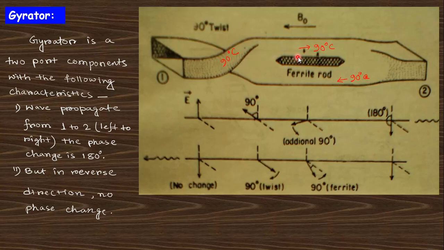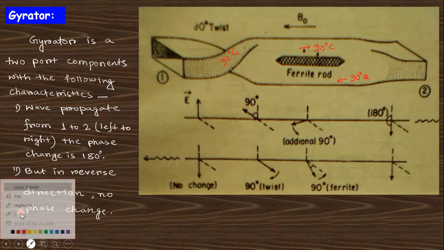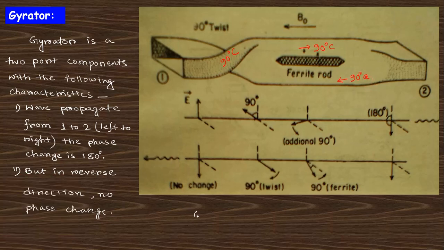Okay, when the wave goes from left to right, there is a 90-degree clockwise rotation, and when it goes from right to left, there is a 90-degree anti-clockwise rotation. C for clockwise and A for anti-clockwise, right?